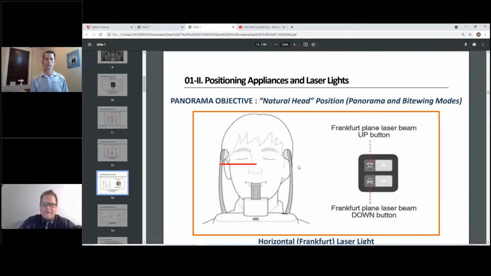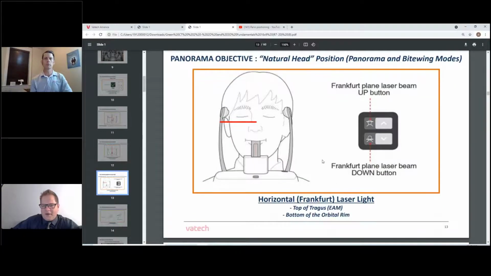Next is going to be the Frankfurt horizontal laser light. We want that from the top of the tragus to the bottom of the orbit. So you're hitting those buttons up and down to move that light. First get it to the tragus. Once you do that, it may be higher or lower, so then you have to assess. If it's higher, you have to raise the patient's head up, or if it's lower, it means your patient's too high, so you have to lower the head down. That's really important to get the patient in that natural head position, which is what that line is doing.